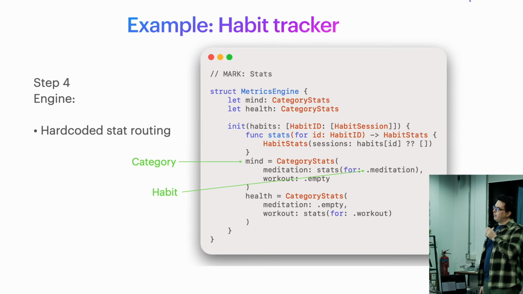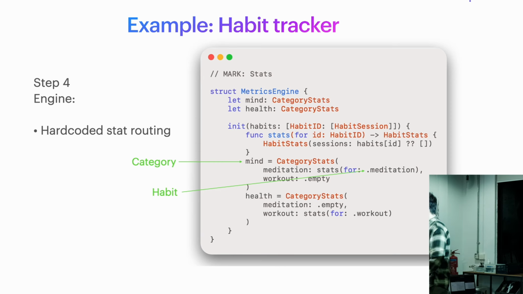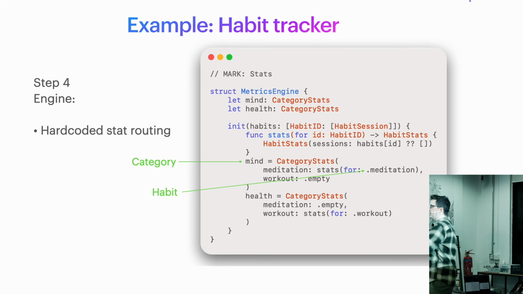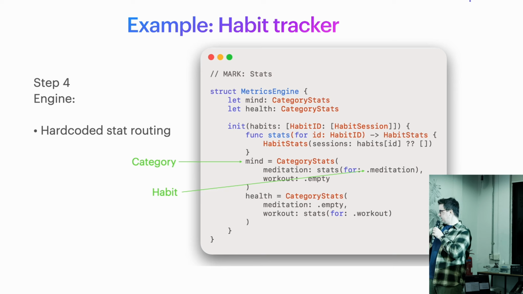And then we build our matrix engine. What this does basically is hold the category stats, and in its initializer for now, it takes habits that you pass in. It's a dictionary of habit ID that we defined earlier and an array of sessions, and it manually maps them to the correct category, as you can see.